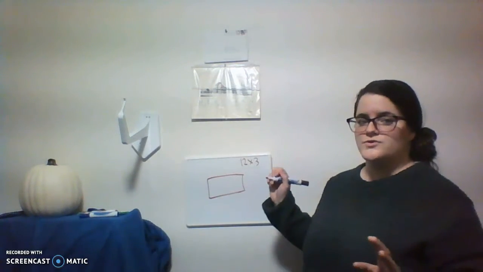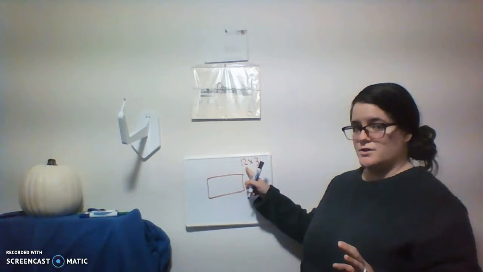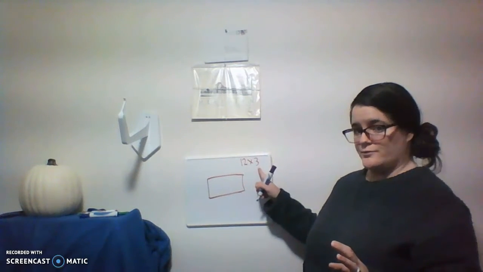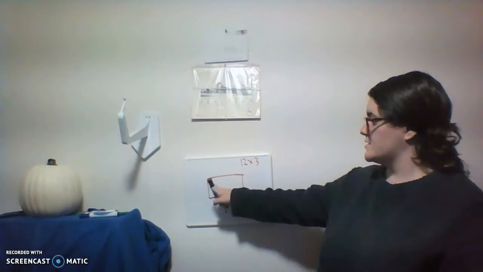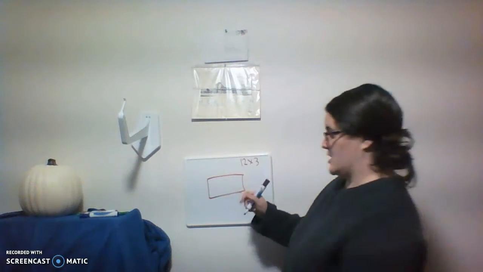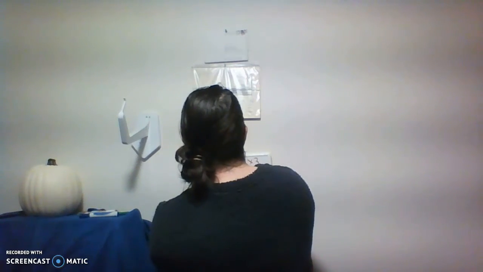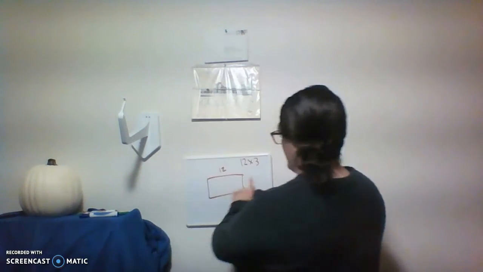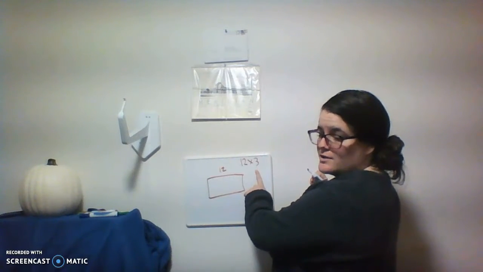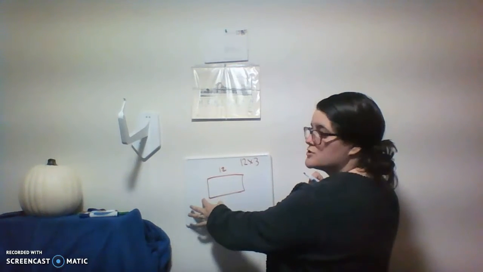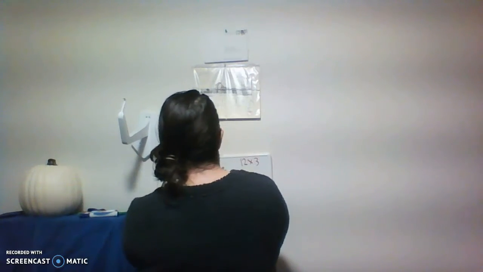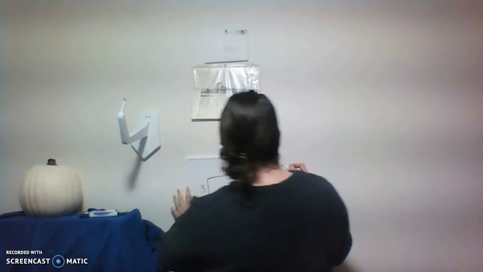Now, 12 is the larger number compared to 3, right? So 12 is going to go on the longer side of our box. 3 is the smaller number, so we're going to put it on the shorter side of our box. Okay?